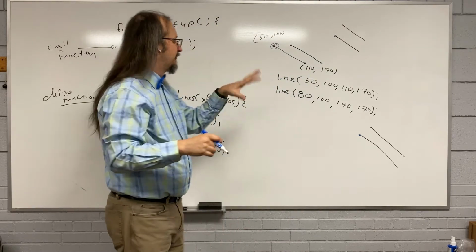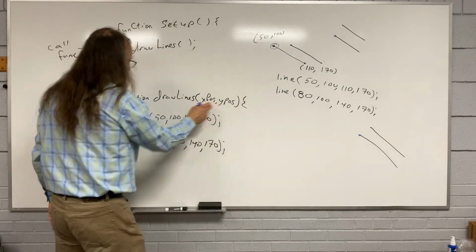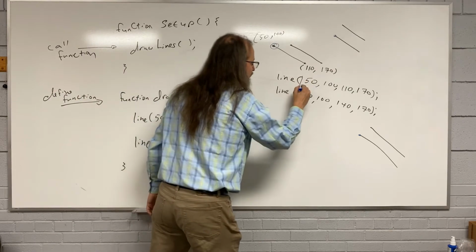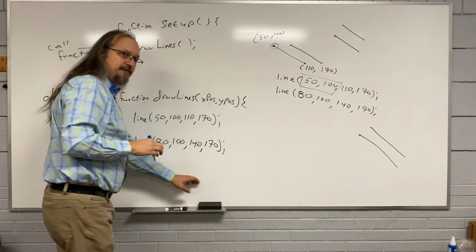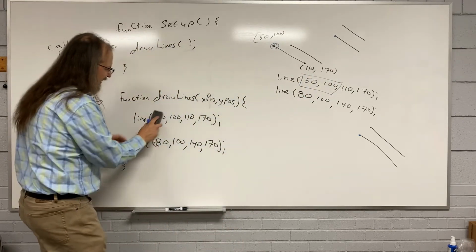So far, so good. So to do that, I'm going to come in here, and I'm going to think about these numbers. So keep these numbers in your head, 50 and 100. So far, so good. And I'm going to change 50 to be xpos.